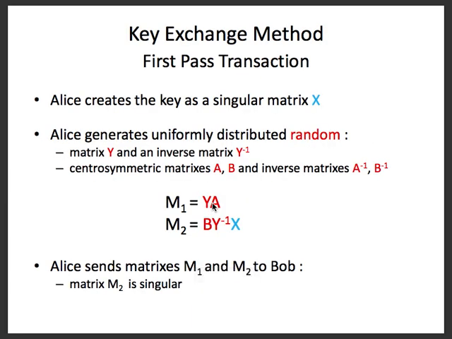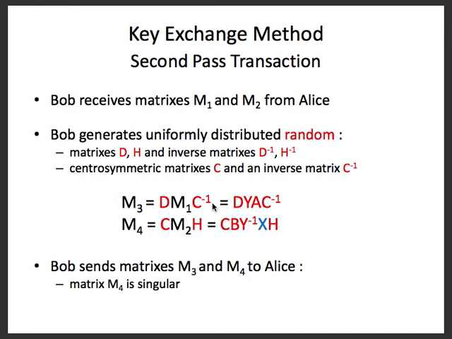Let's show the first pass. Alice creates the key as a singular matrix. Then matrix Y, an inverse matrix, and a centrosymmetric matrix. That's it. Nothing difficult. Very simple. You multiply the matrices two by two. It's so simple. And then Alice just sends them to Bob.